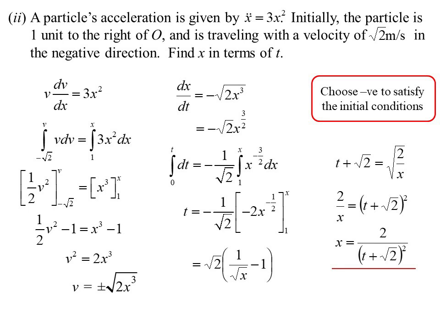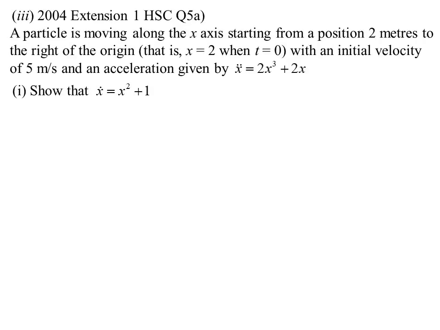We have our equation. Particle moving along the x-axis. We love moving along the x-axis. Starting from a position 2 meters to the right. So just to help us out, they've clarified what that means, that x equals 2 when t equals 0. Initial velocity 5 meters per second, and they've given us an acceleration equation. Show that the velocity is x squared plus 1.